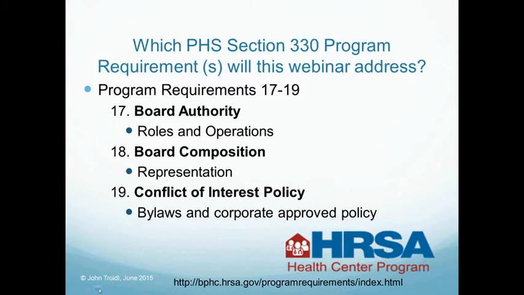You may be wondering which Section 330 program requirements this webinar addresses or corresponds to. It refers to 3 of the 19, and they're the last 3 on your site visit. These are number 17, board authority, involving roles and operations, number 18, board composition, which is about representation, and number 19, conflict of interest policy. We're going to discuss policies, and we're going to talk about bylaws and corporate approved policy.